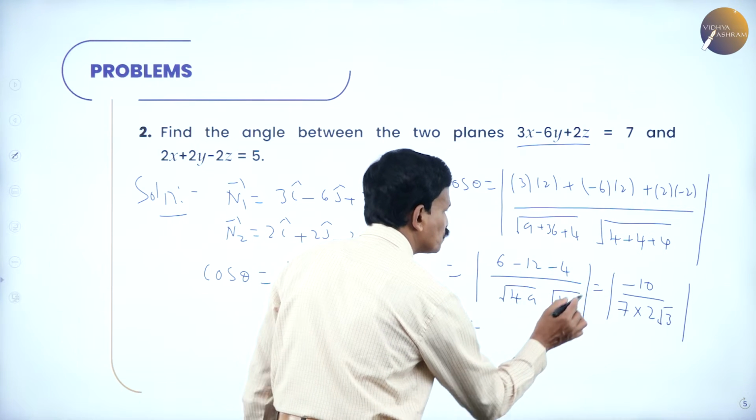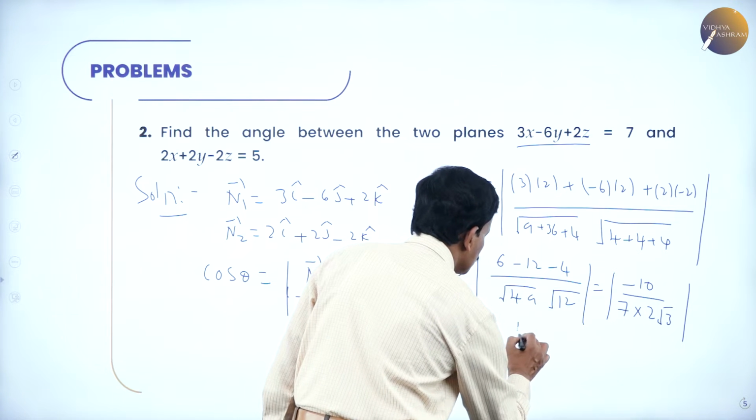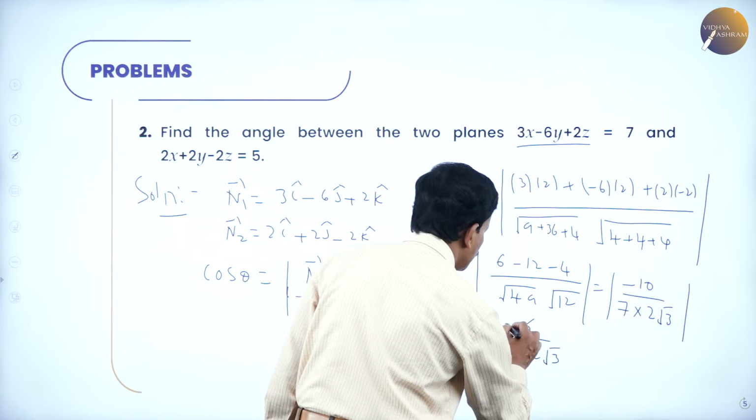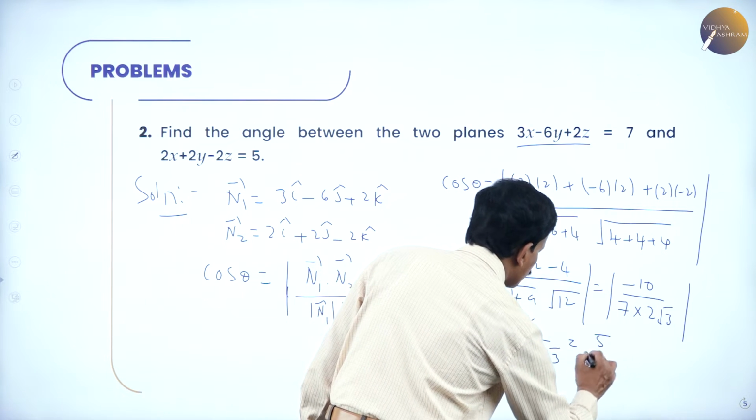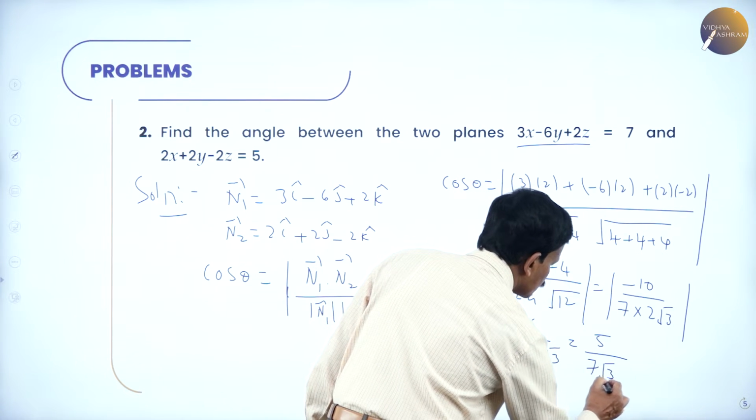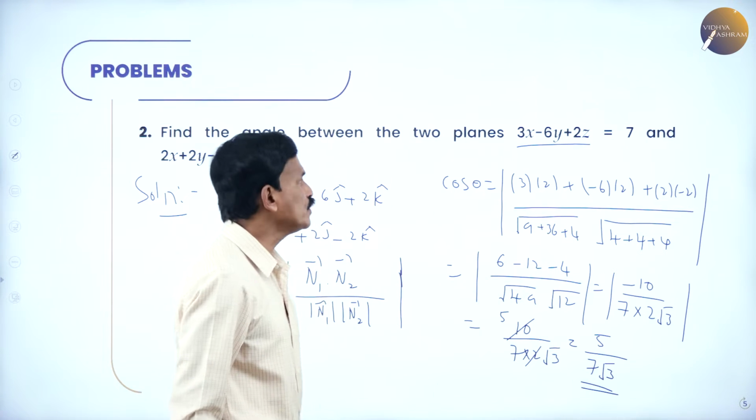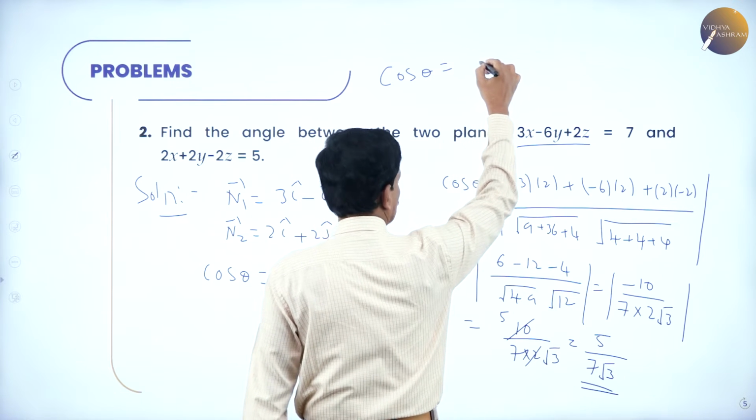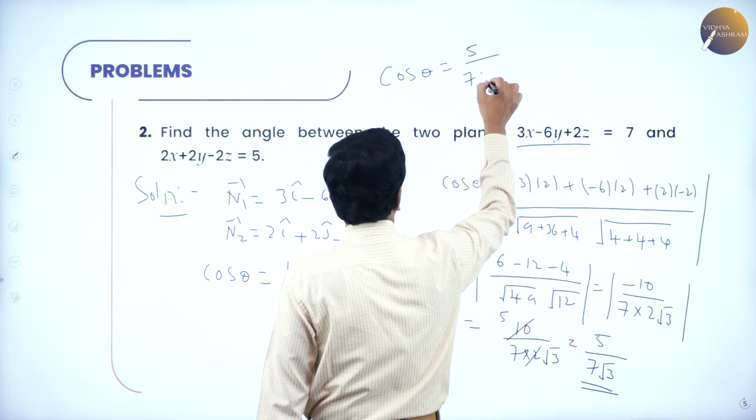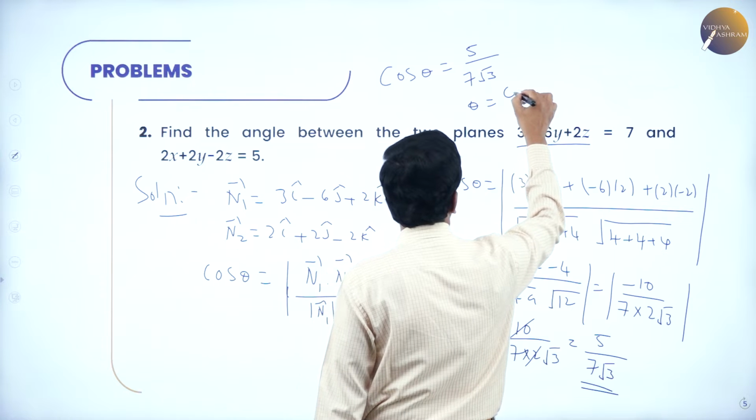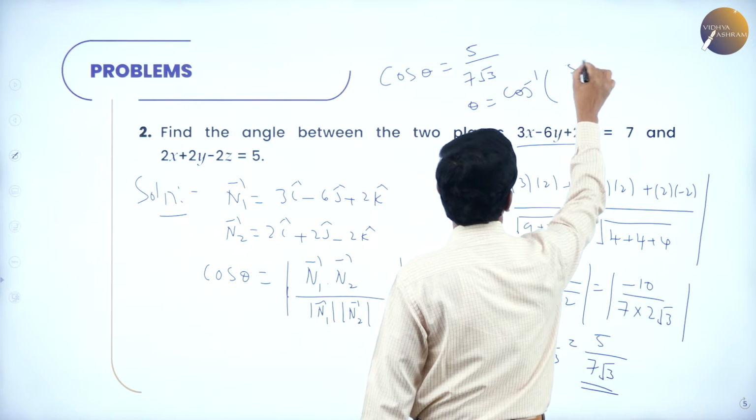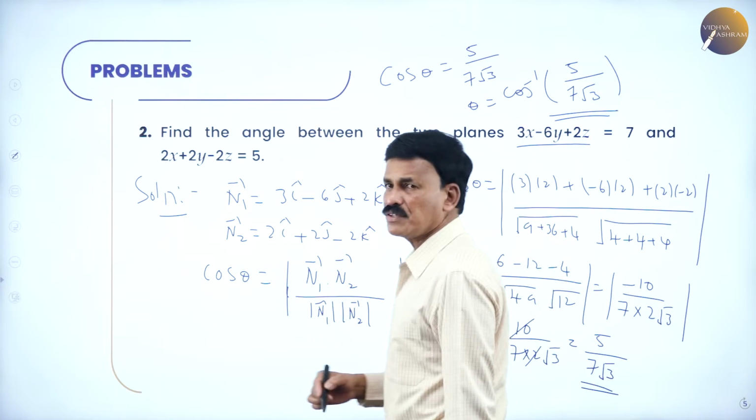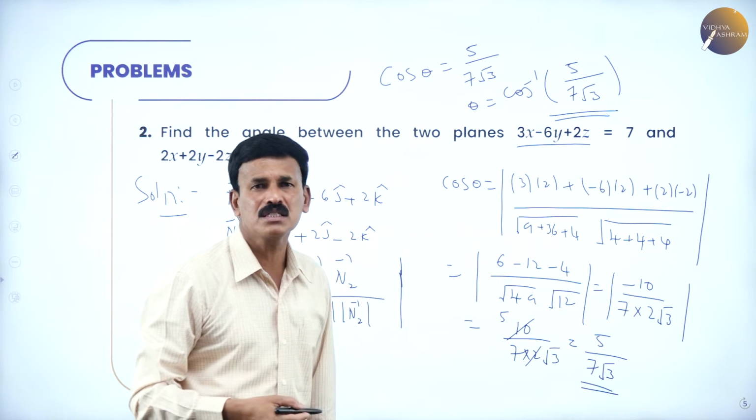This is equal to, you can divide 10 by 7 into 2 root 3, or you can divide by 5 times. This is 5 by 7 root 3. So 5 by 7 root 3 is the cosine of the angle of intersection. Cos theta is equal to 5 divided by 7 root 3, or theta is equal to cos inverse of 5 divided by 7 root 3. Or if you want, you can further simplify by rationalizing the denominator.